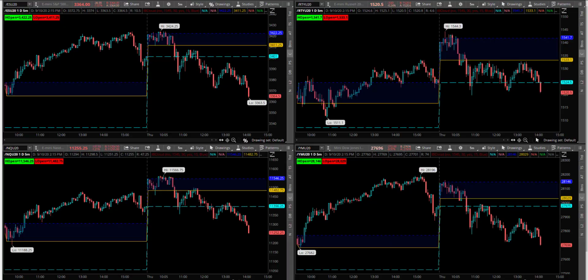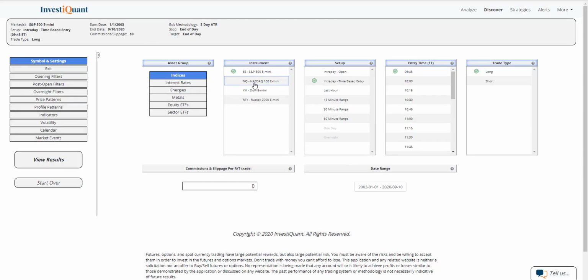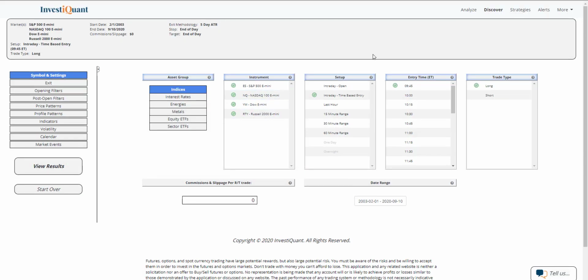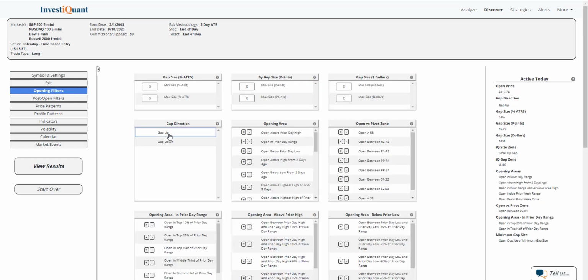So what I want to do this afternoon is see what has happened with this type of action. So let me minimize these charts, head over to Discover. We'll look at all four instruments. We're going to use an intraday time-based entry for this study that is going to be entering towards the end of the market. We'll use 3:15 p.m. Eastern Time. We'll set it up as a long, and it's going to exit at the close of regular trading hours, which is 4:15 p.m. Eastern Time.